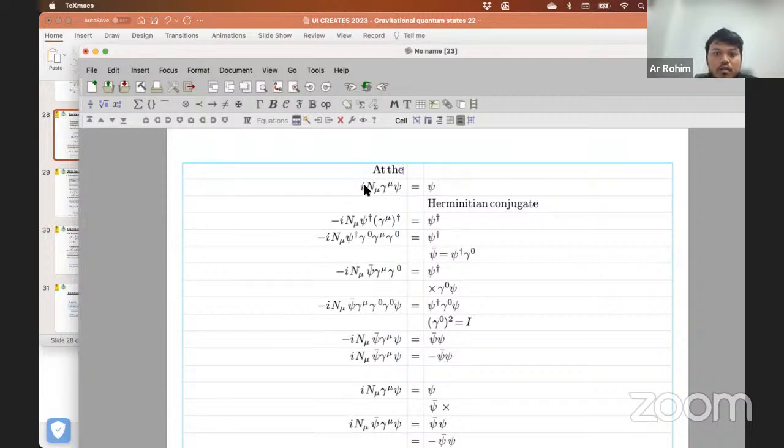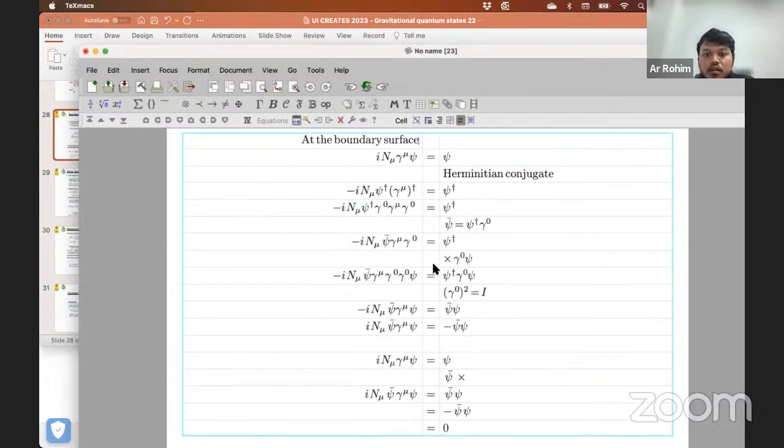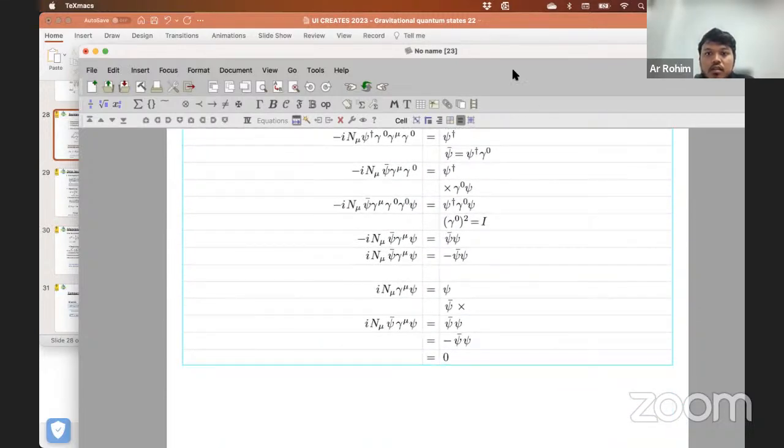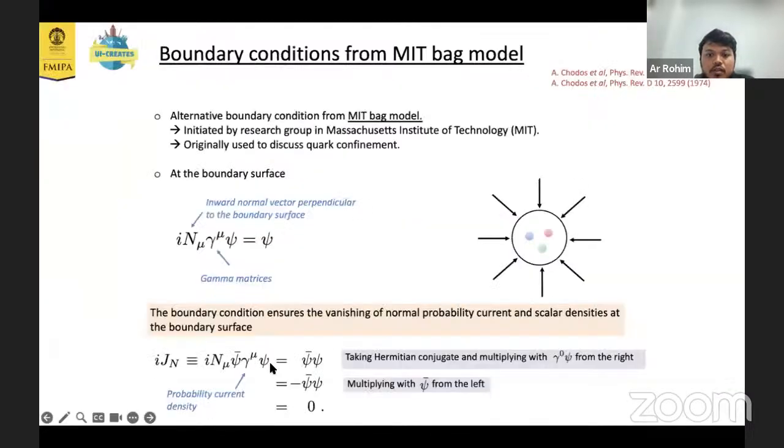So we have this one. So this property means that the normal probability current at the boundary surface is 0. The normal probability current is given by this one, and the scalar density at the boundary surface is also equal to 0. The scalar density is given by this one. Okay, any questions so far?